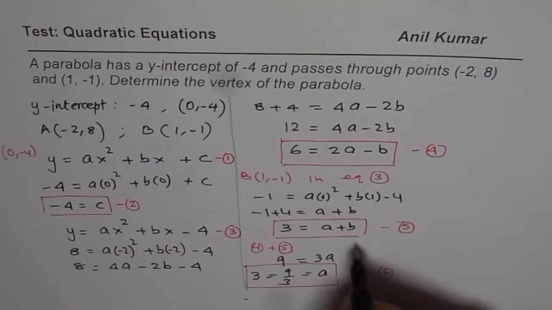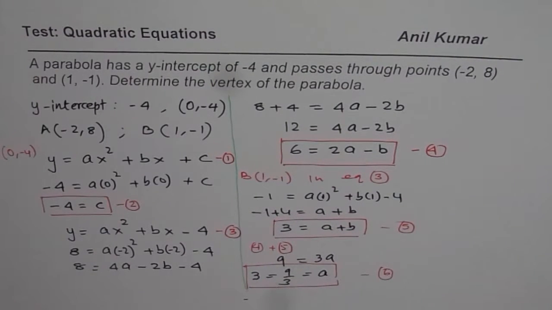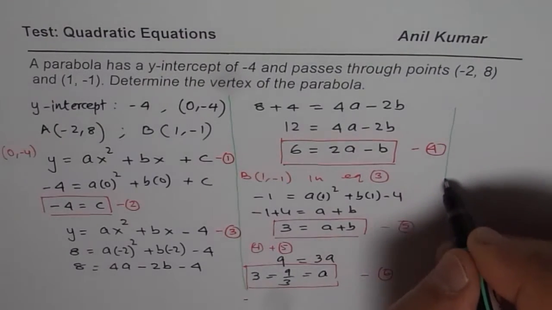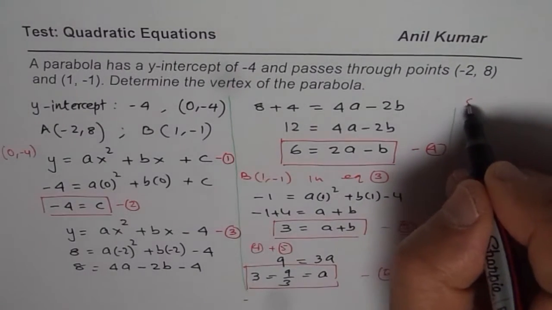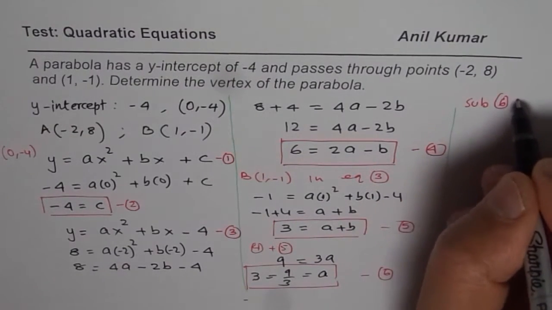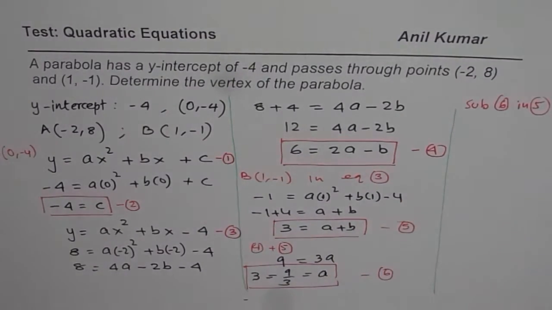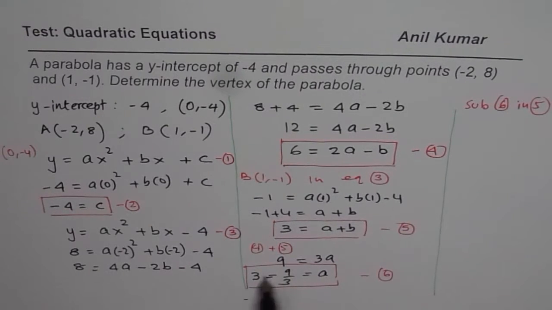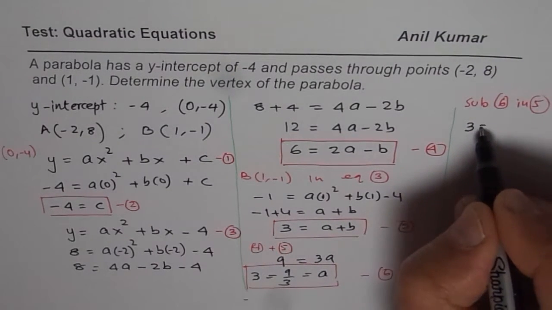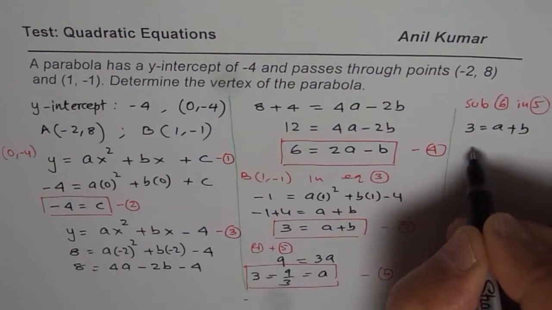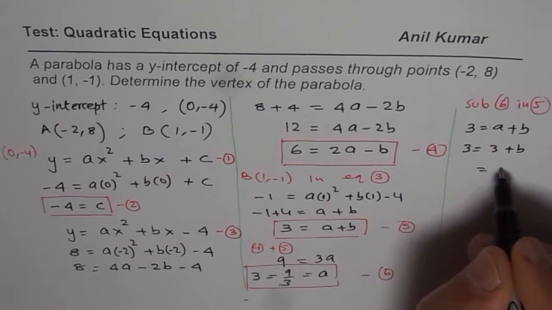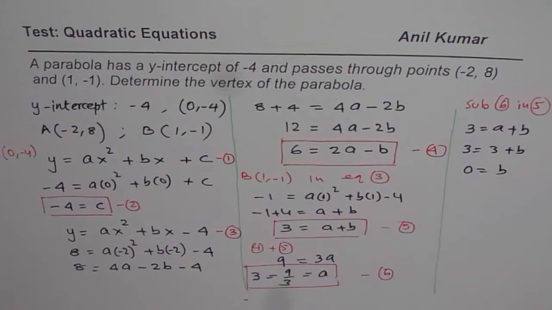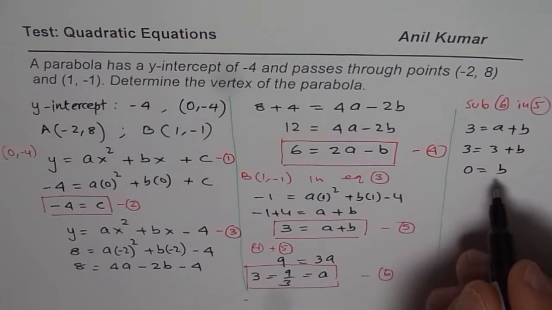Okay. To find b, we can substitute this value in equation number 5. That is to say that we'll substitute 6 in 5. So when I do that, that is substituting 3 for a, we have 3 equals a plus b. Instead of a, I'm writing 3 now, so 3 equals 3 plus b, right? So that clearly indicates that b equals 3 minus 3, which is 0, right? So in our case, we get b as 0.